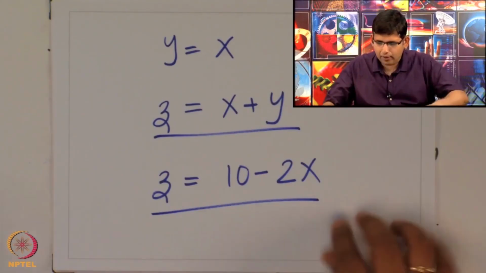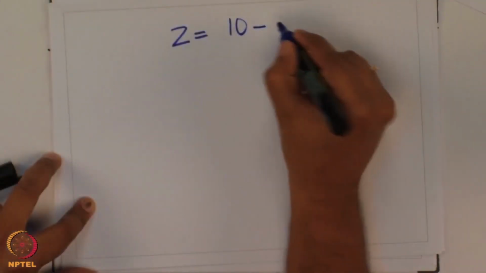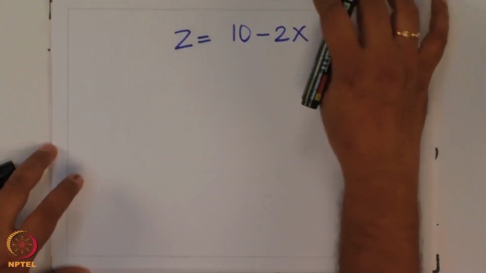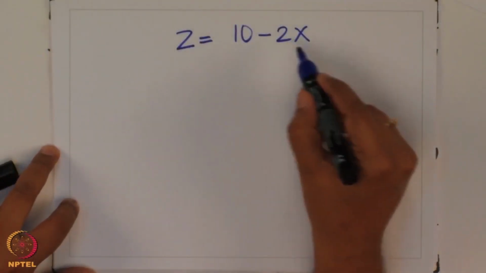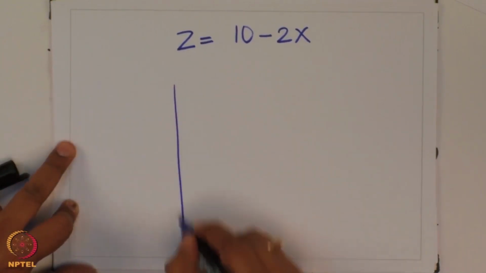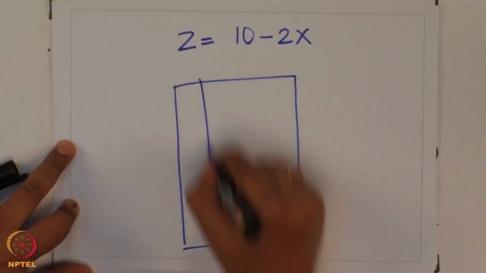If we think about z is equal to 10 minus 2x and plot it in 2D, this function is independent of y. There is no y in this equation. So whatever the y value, z doesn't depend on y. So we can make a table for this.